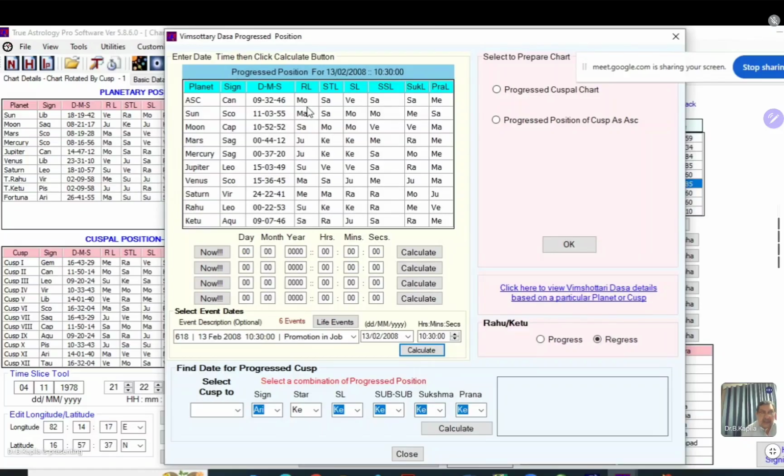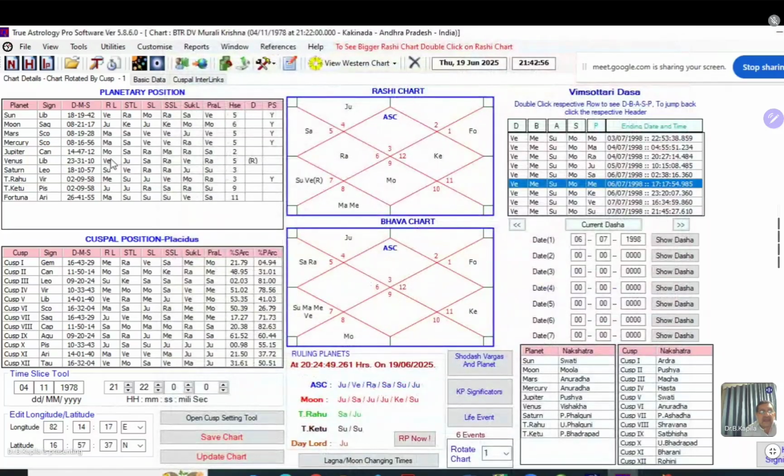Now it means in the natal chart, Moon, through its PS, through its star lord and sublord, has to give me all the cusps which are responsible for the happening of these events, up to sublord level.